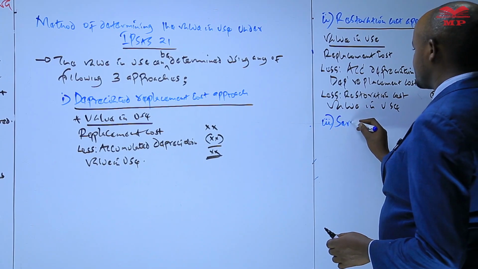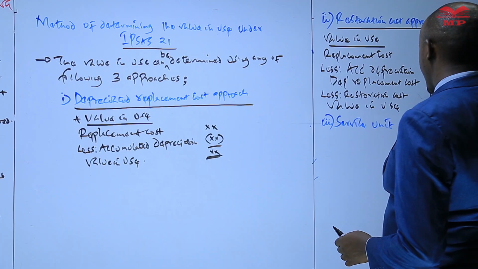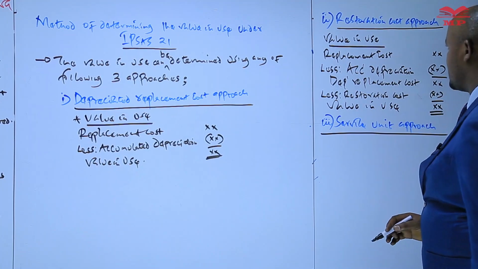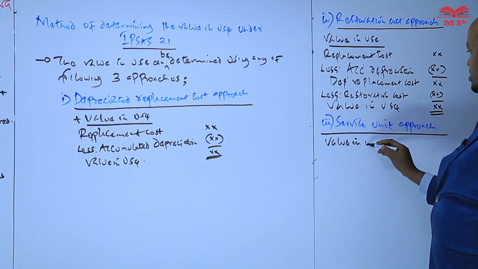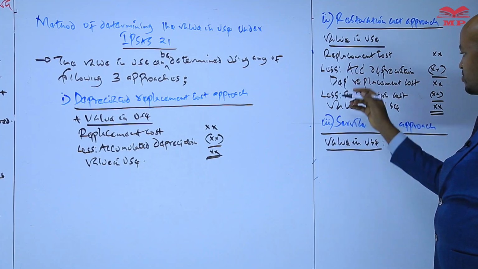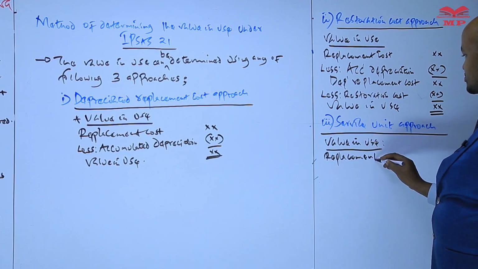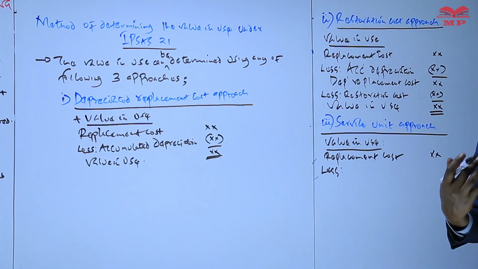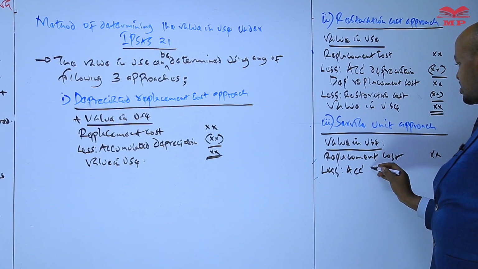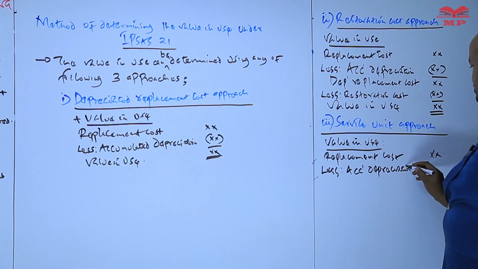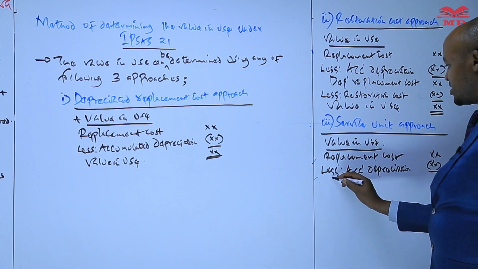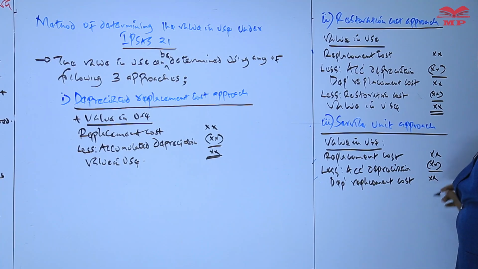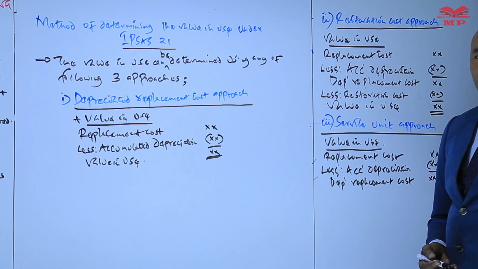And then we have the last approach used in determining the value in use, and that is the service unit approach. Under this particular method, we determine the value in use as follows. First of all, just like up there, we take the replacement cost. We have to depreciate this for an equivalent duration, since the asset deemed to be impaired had been depreciated. So to this we less the accumulated depreciation, and we get the depreciated replacement cost.